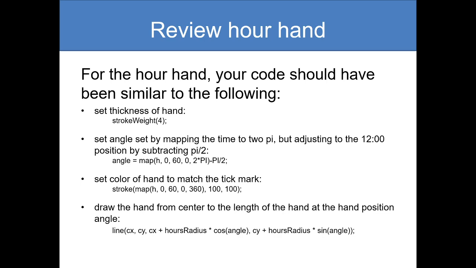Just to review from the hour hand, in case it's been a while since you checked out my last video, your code should have had some of this stuff in there. It should have had how thick the hand was, so a stroke weight of 4. It should set the angle by mapping the time to 2 pi, but adjusting that so we're in the right direction. We set the color of the hand to match the tick mark, and then we draw the hand from the center to the length of the hand at the hand position angle, and it should look something like this. These are the big parts that you should be checking out when we're making the minute and second hands.